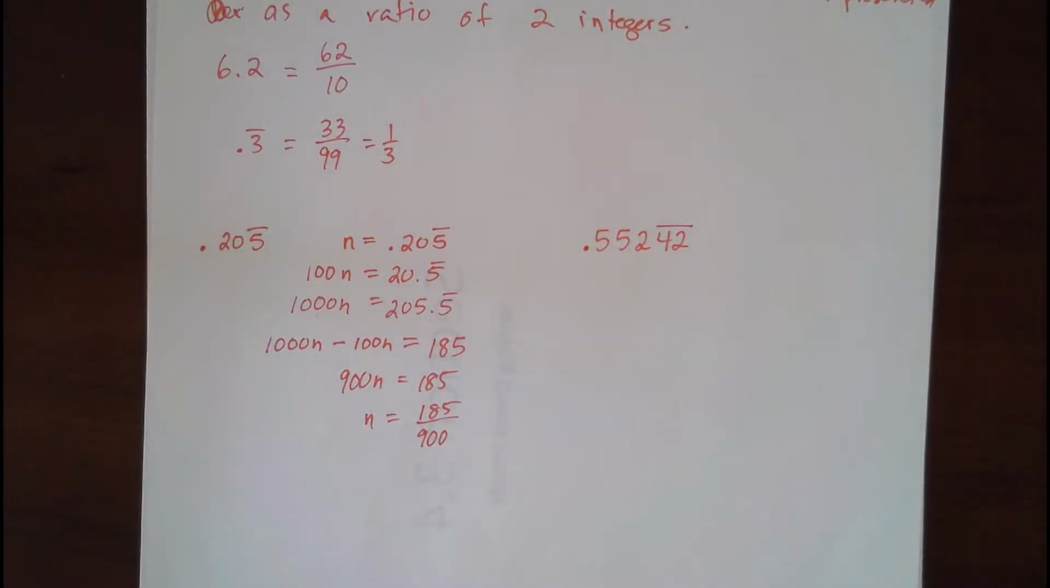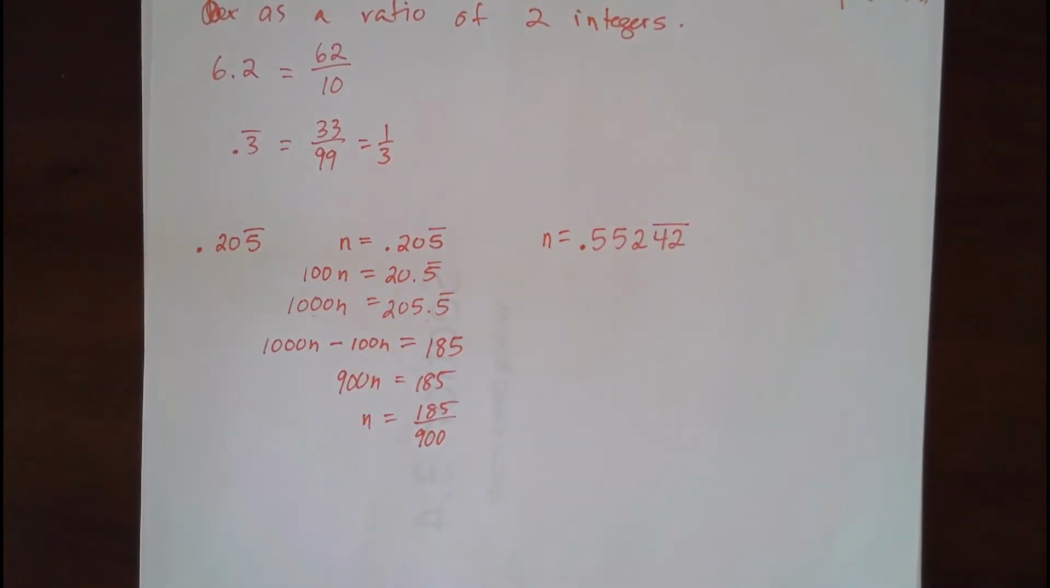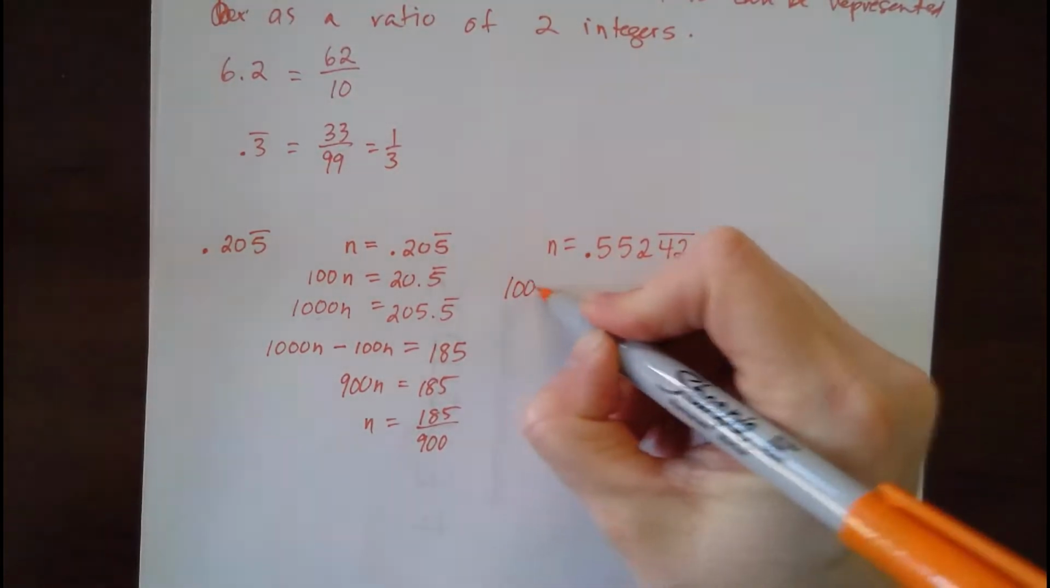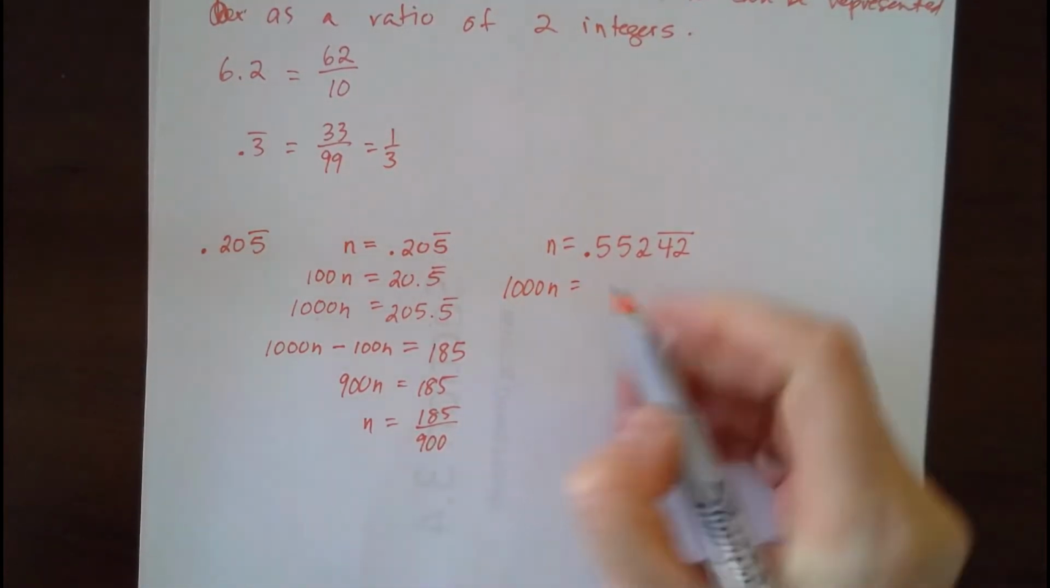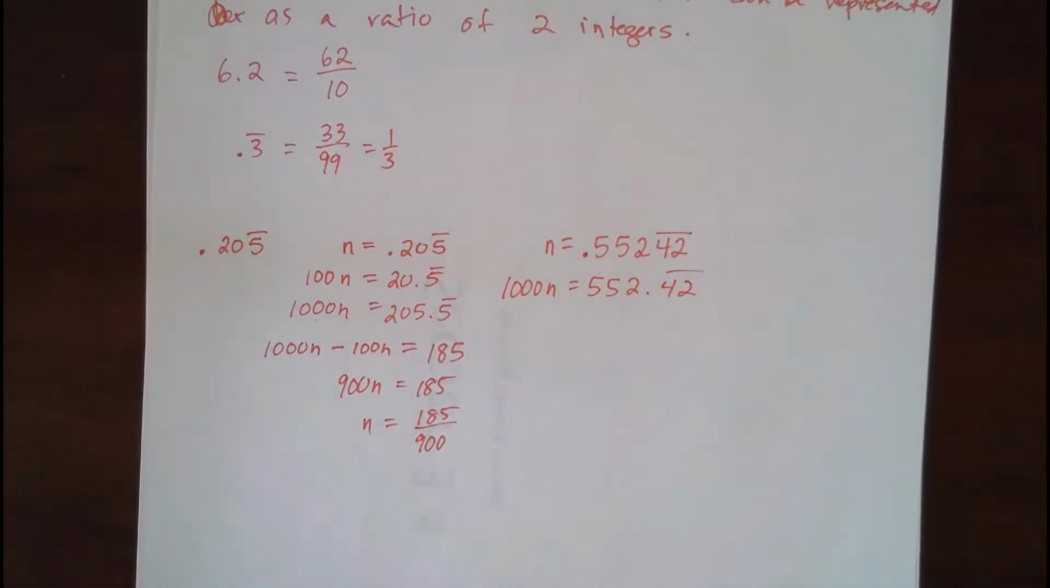Okay. So, all right, this is our n. What should we multiply by first? 1,000. All right, so we'll do 1,000, and that will move our decimal point 3 places right in front of the part that repeats. And then what should I multiply both sides of the next one by?